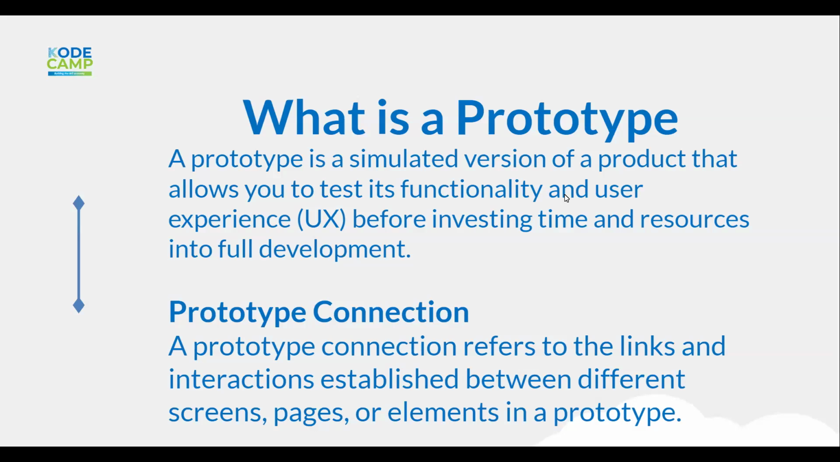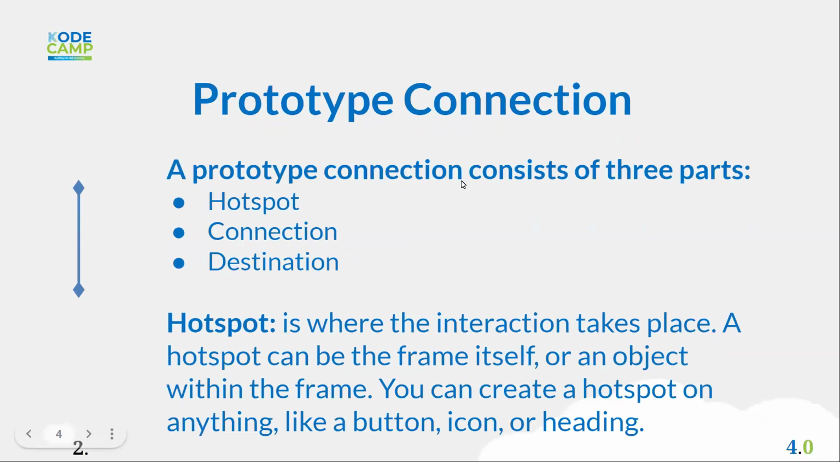So in prototype, we have what we call prototype connection. Prototype connection refers to the link and interaction established between different screens and page elements in a prototype. A prototype connection consists of three parts: the hotspot, the connection, and the destination. Don't worry, we'll understand this very soon.